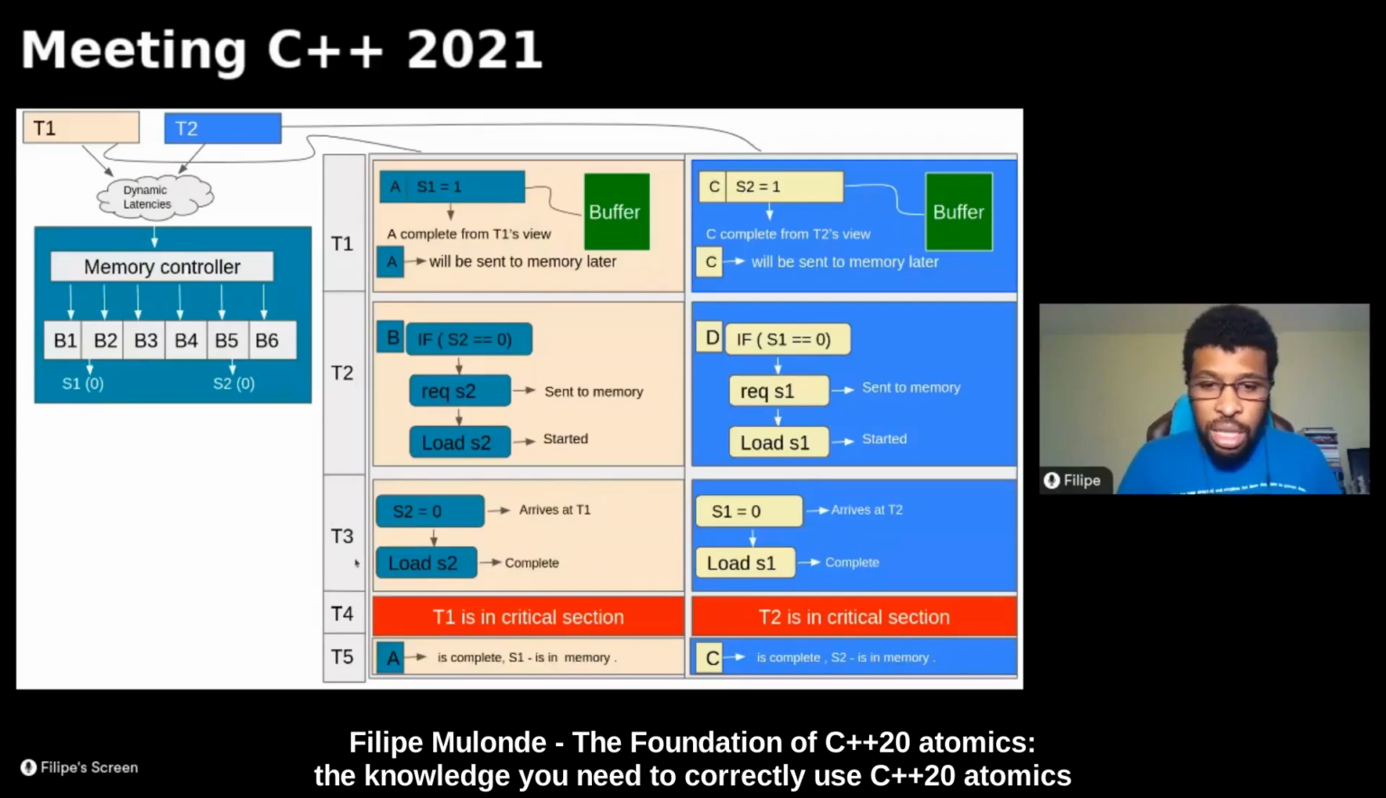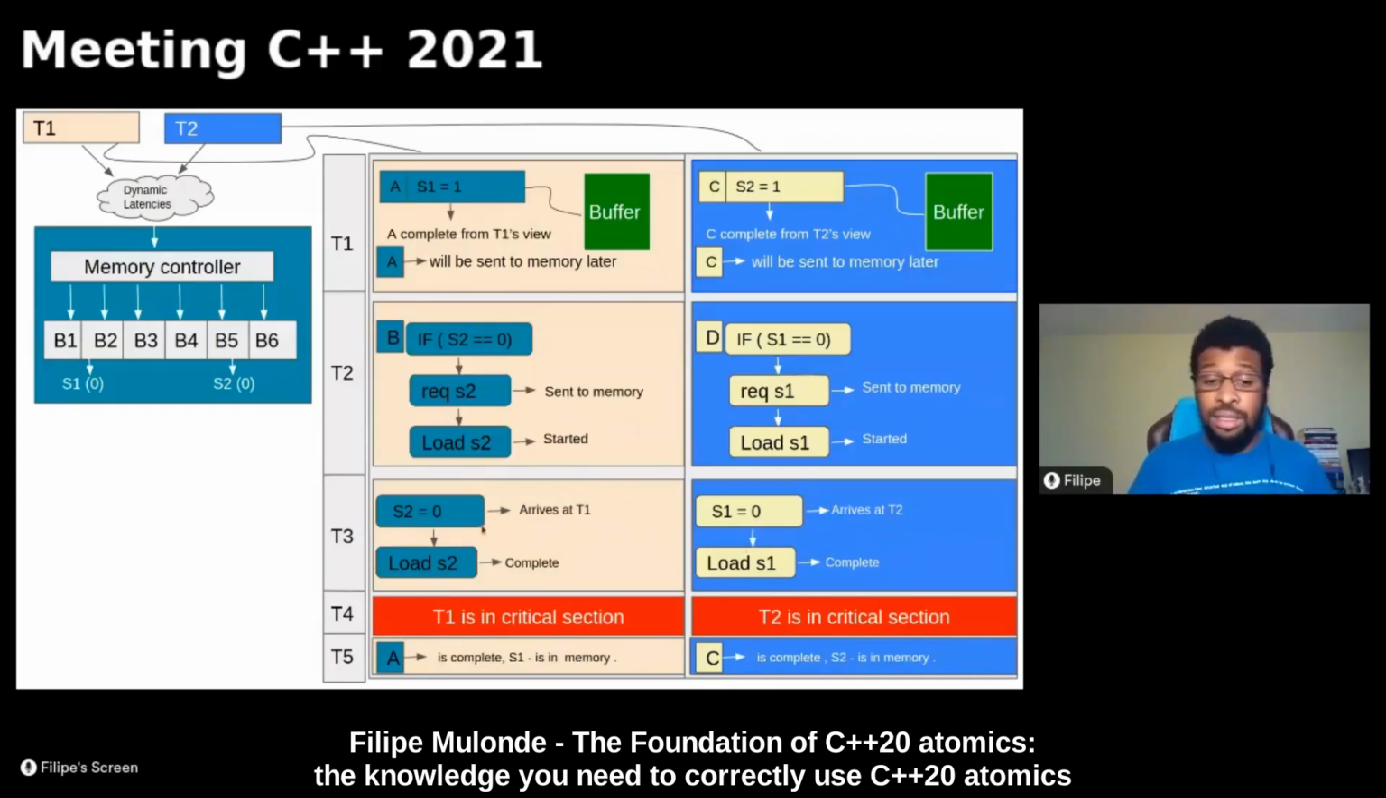So at time 3, the request that thread number 1 sent to memory arrives, and thread 1 sees that the flag of thread number 2 is 0. Why? It's 0 because this value still didn't propagate to memory, right? The value that was written to the variable S2 by the second thread still didn't propagate to memory, it's still in the local buffer. So that's why thread number 1 is seeing 0. And the same thing happens with thread number 2 with respect to the flag of thread number 1.